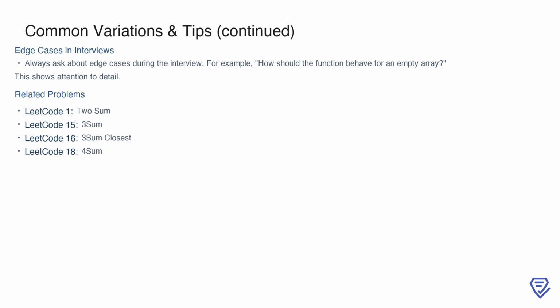Now, let's briefly discuss related problems that share similar concepts with sort colors. Problems like LeetCode 1, 2-sum, and LeetCode 15, 3-sum, also involve array manipulation and often require techniques like sorting, two-pointers, or hash maps. Similarly, LeetCode 16, 3-sum closest, and LeetCode 18, 4-sum, build on these ideas, adding layers of complexity. Practicing these problems can help you recognize patterns and refine your ability to apply the right techniques efficiently.